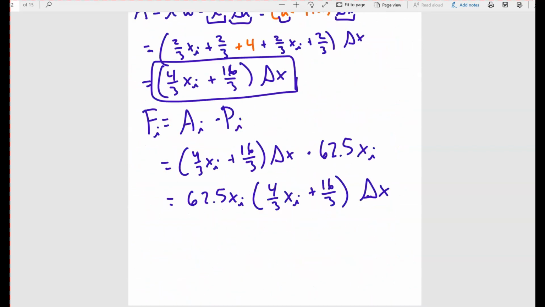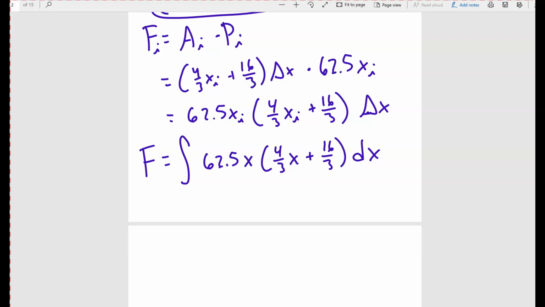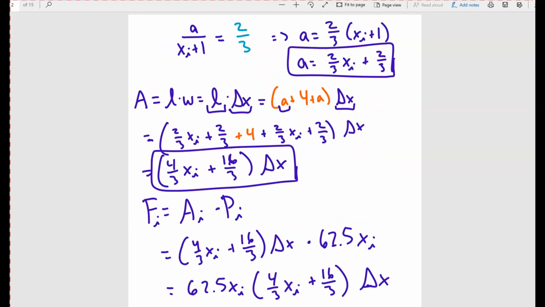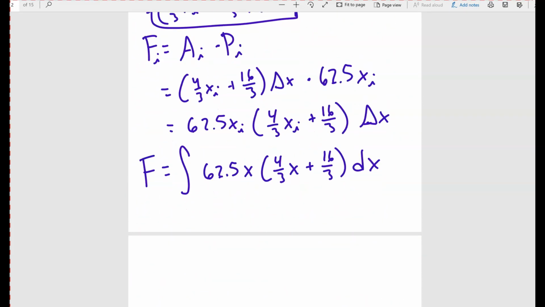So what we're going to do is say that the total force is going to be the integral of this guy, 62.5 x, and then times 4/3 x plus 16 over 3. Delta x is going to turn into dx. And then what am I integrating from? It's not from 0 to 3. It's basically everything that's submerged. So if I say this is 0, it's going to be from 0, from the surface, all the way to the bottom part, which in this case is 2. So this is going to be from 0 to 2.